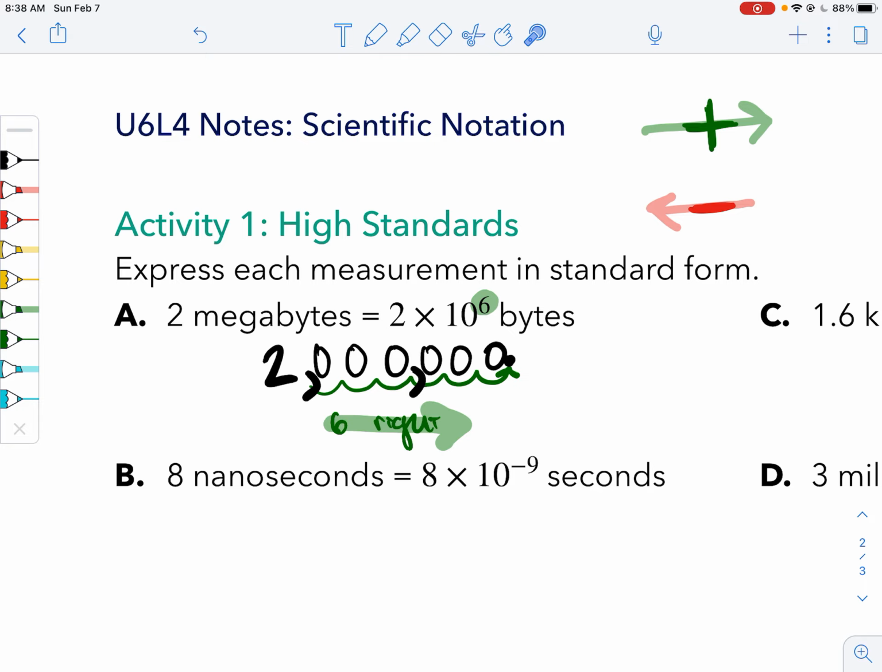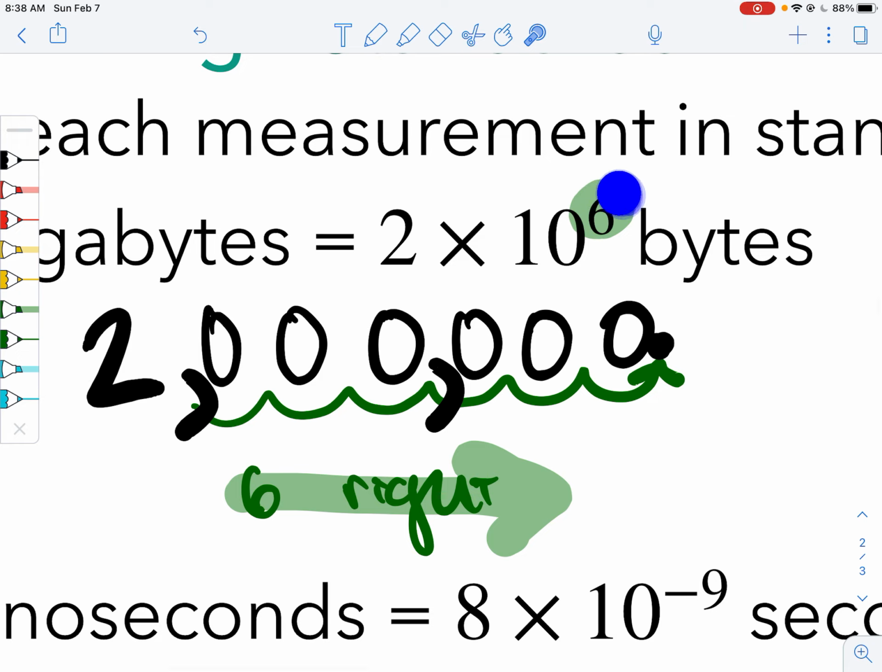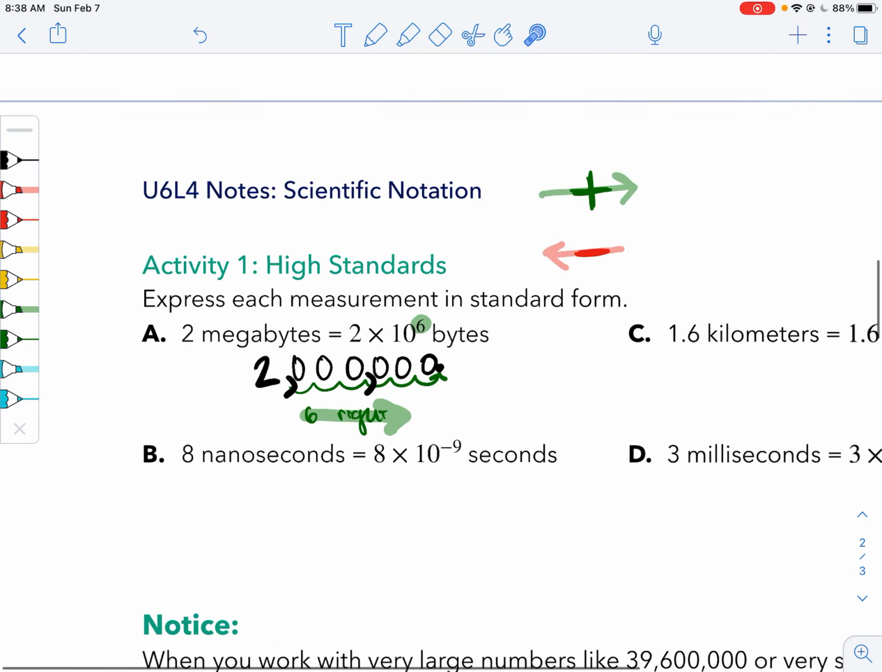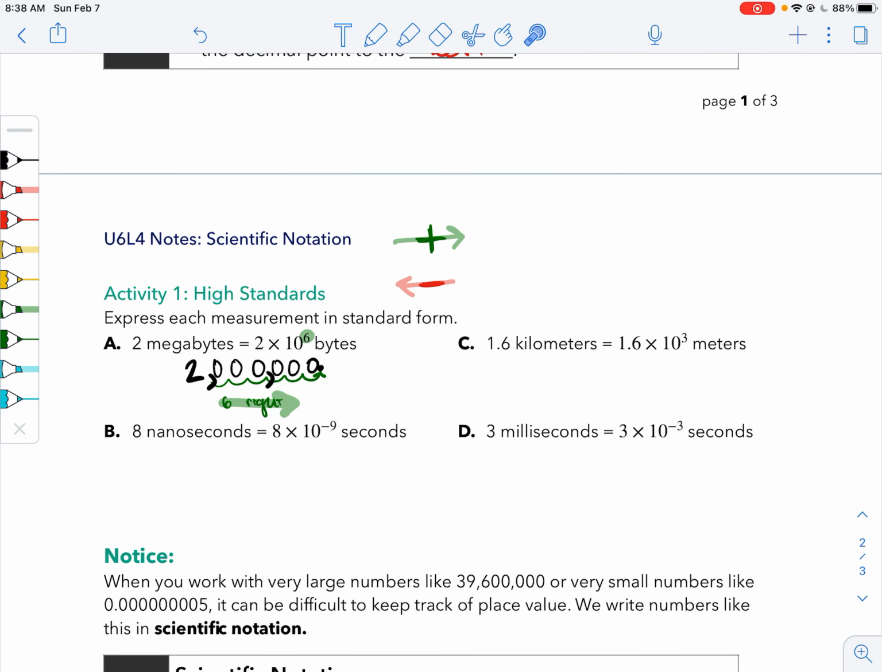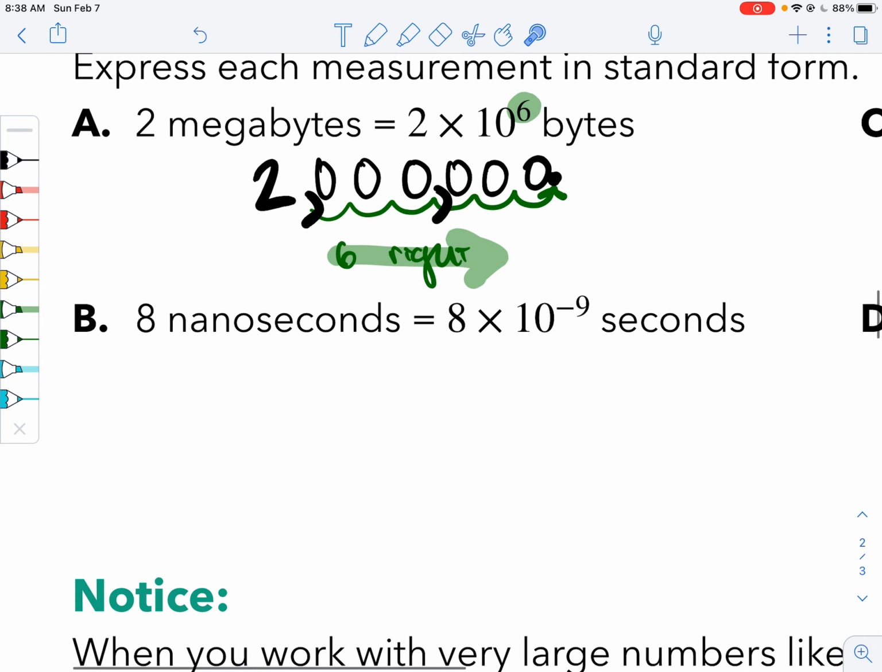You'll also notice that since it's 6, there's 6 zeros. That's a cheat sheet way to remember that. But that only works with positive exponents, because look at what happens when we have a negative exponent.